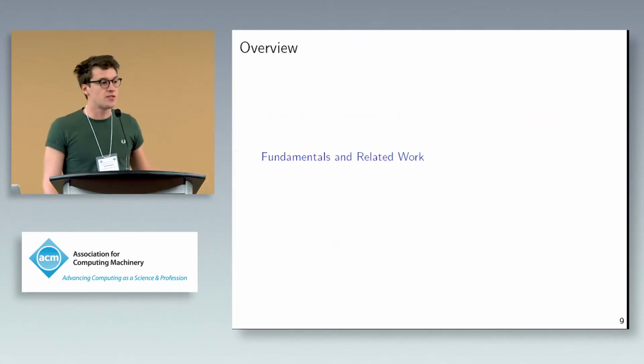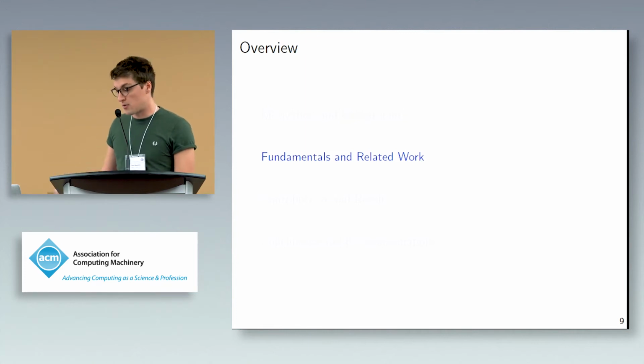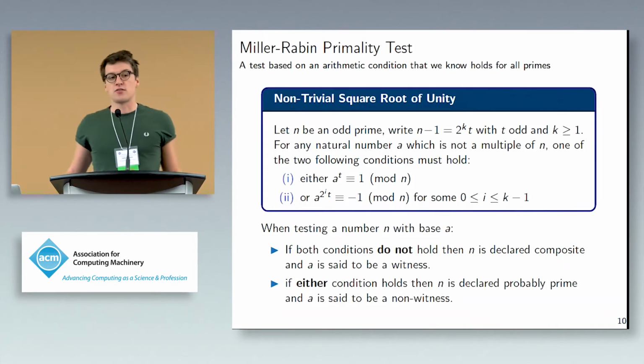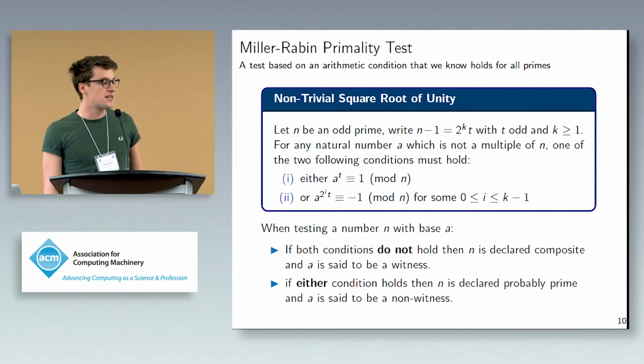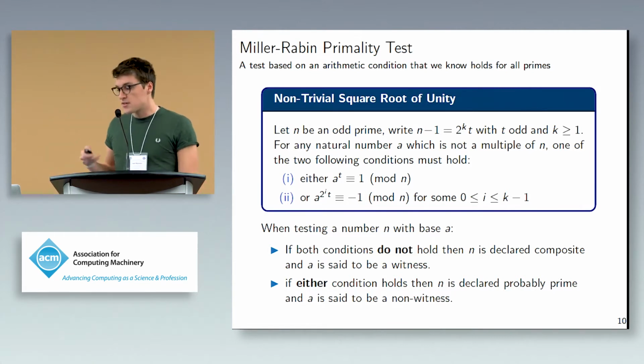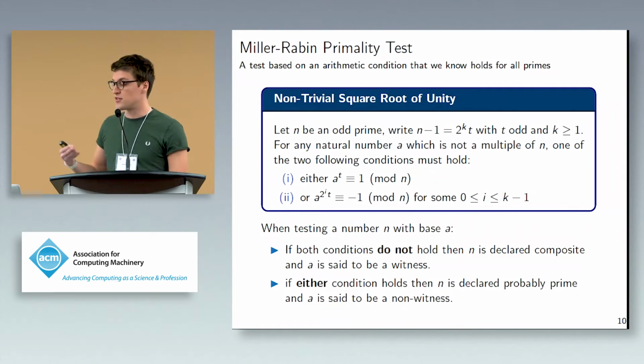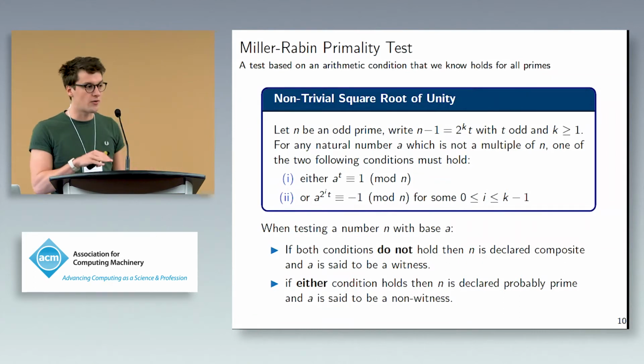Okay, so now some fundamentals of primality testing and how we can generate composites that can be declared prime. The main focus of our talk today will be on the Miller-Rabin test, as it is a highly popular probabilistic primality test that we see used in all libraries in the wild. This test is based on an arithmetic condition that we know holds for all primes, which is the non-trivial square root of unity.